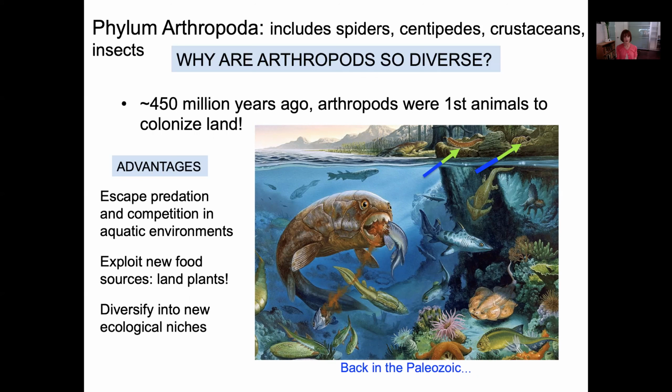And because plants were there first, they could exploit all these new food sources and diversify into all these empty ecological niches. So that's one of the major reasons why we think that arthropods are so diverse, that they kind of got a head start on other animals in terms of colonizing land.